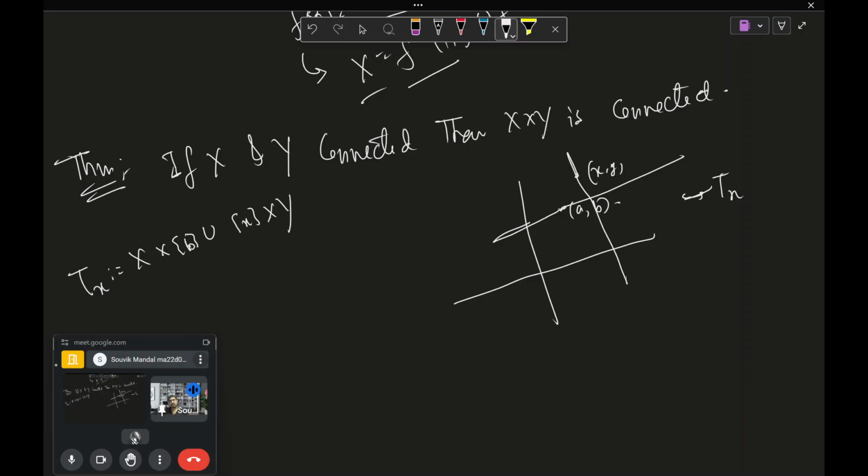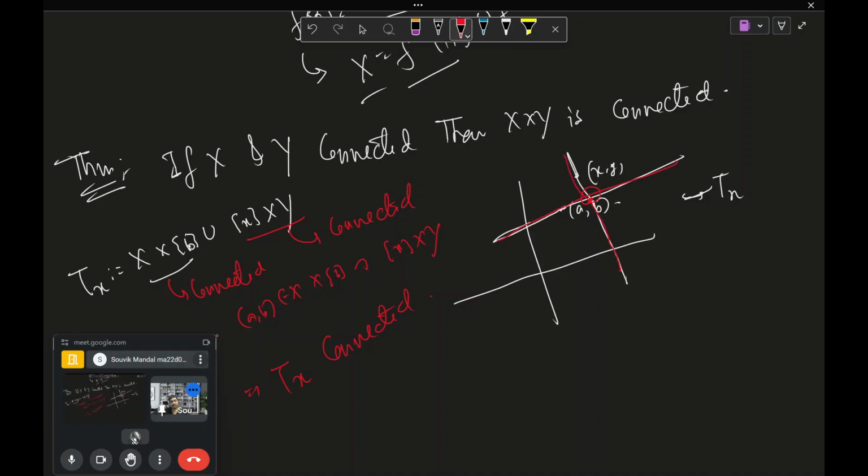Now, this thing, X cross singleton b, is connected, of course, because X is connected. Singleton x cross Y is also connected, right? And from the picture, it is clear that the point (a, b) lies in the intersection of these two. So their union, namely T_x, is connected, right? So this line union this line is connected.